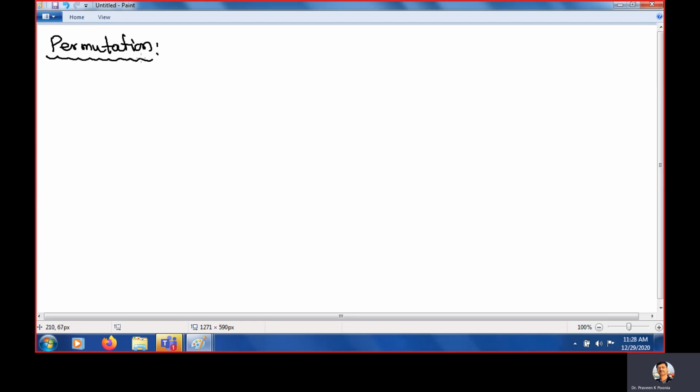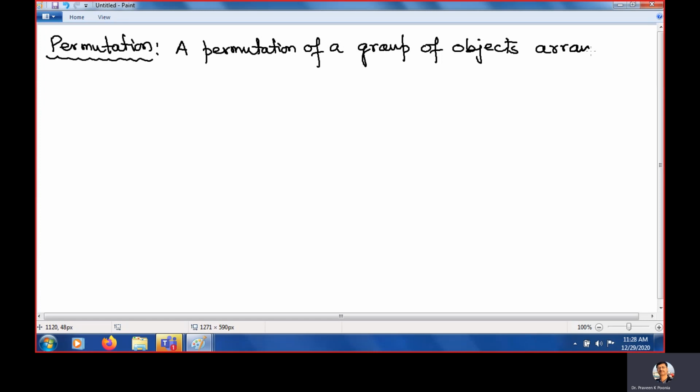Permutation. What is permutation? A permutation of a group of objects, arranged in order. Arranged in ordered. Clear?